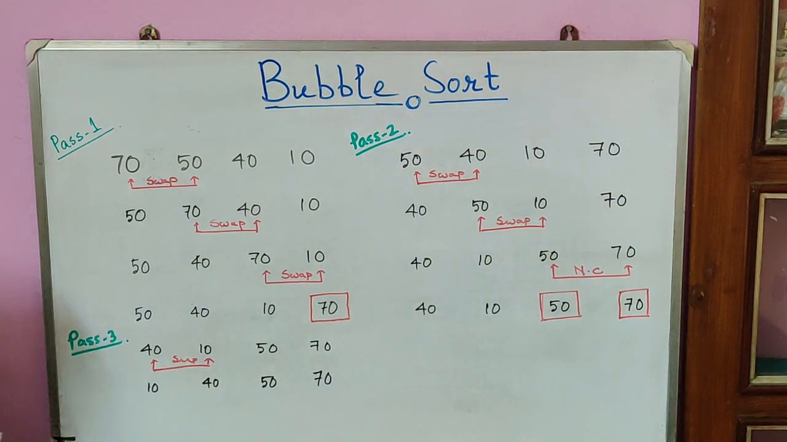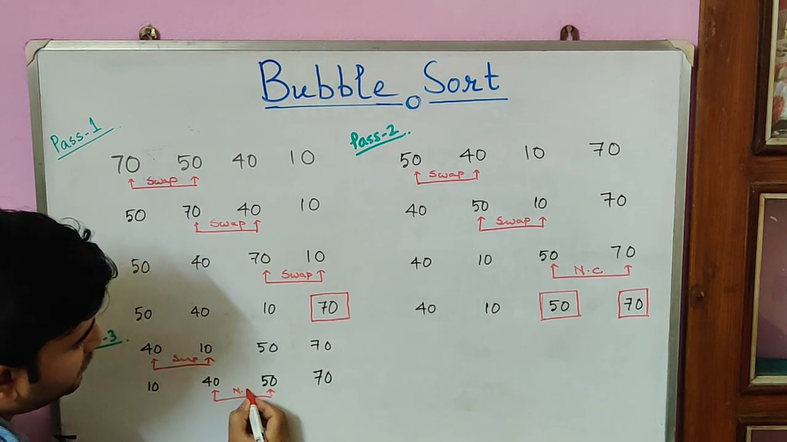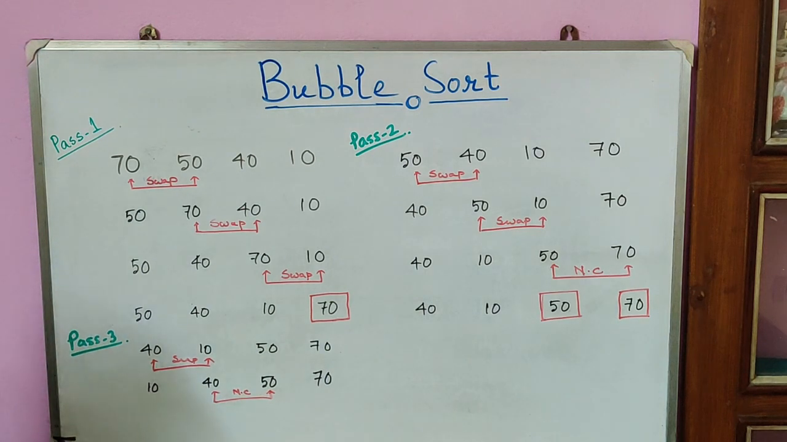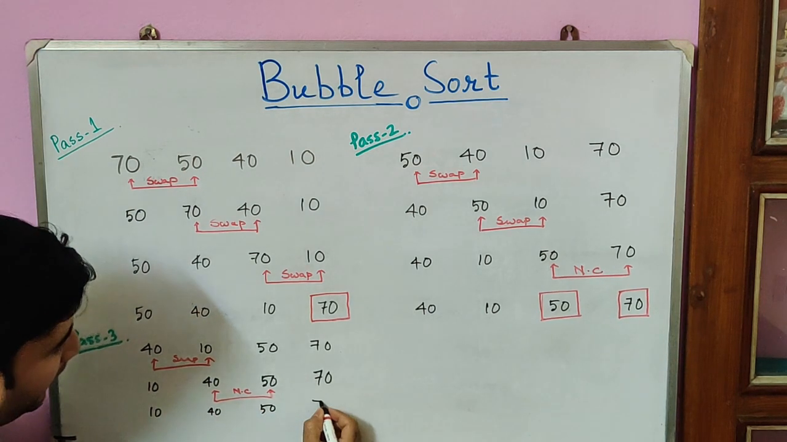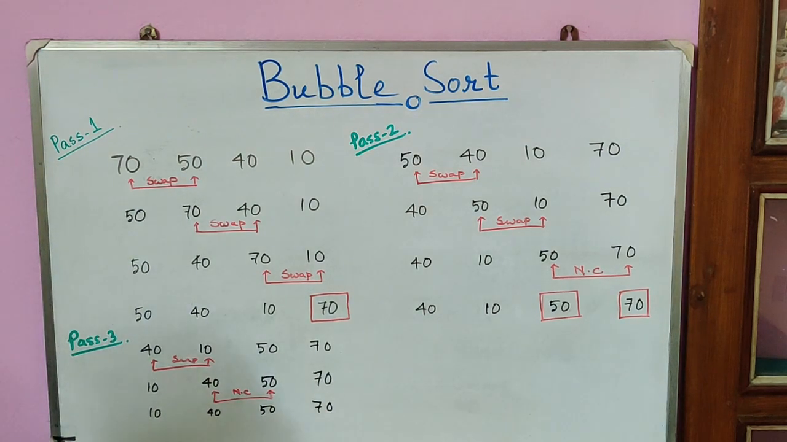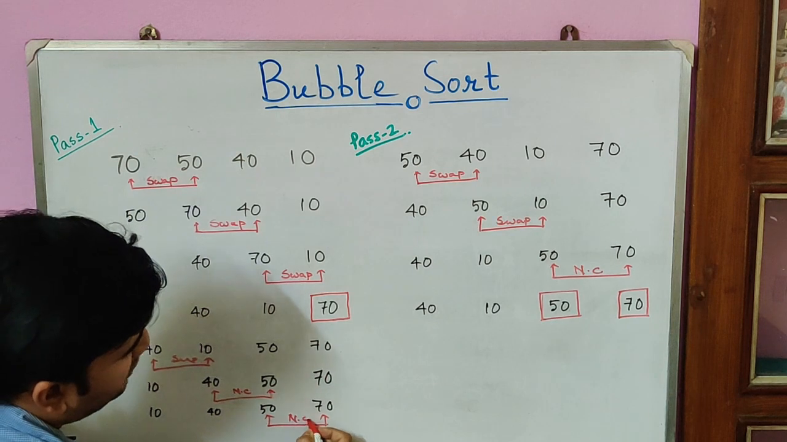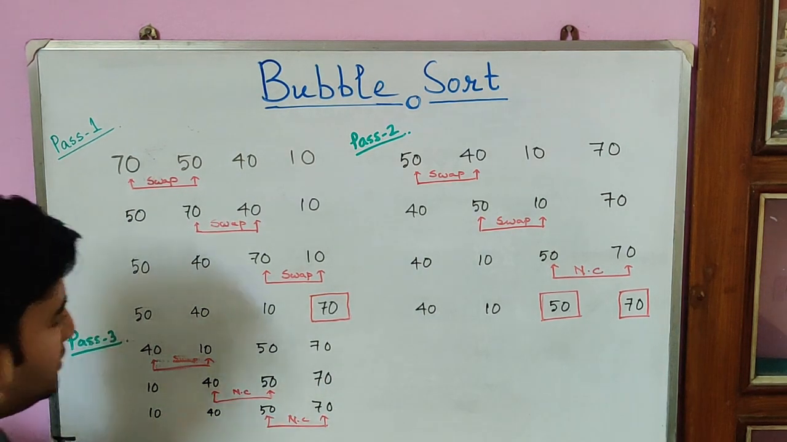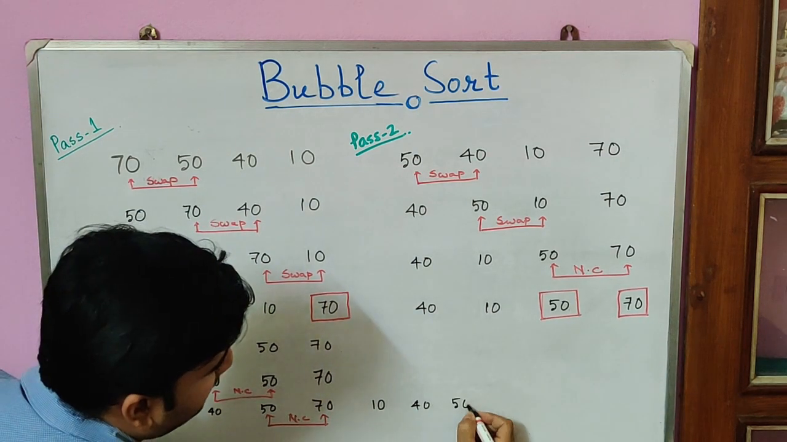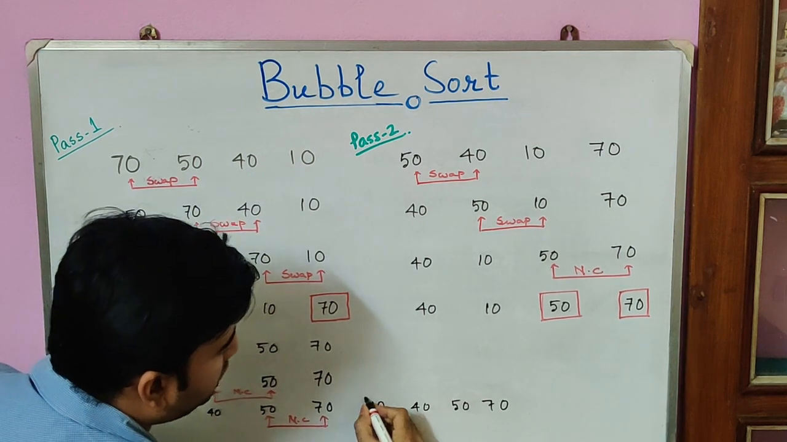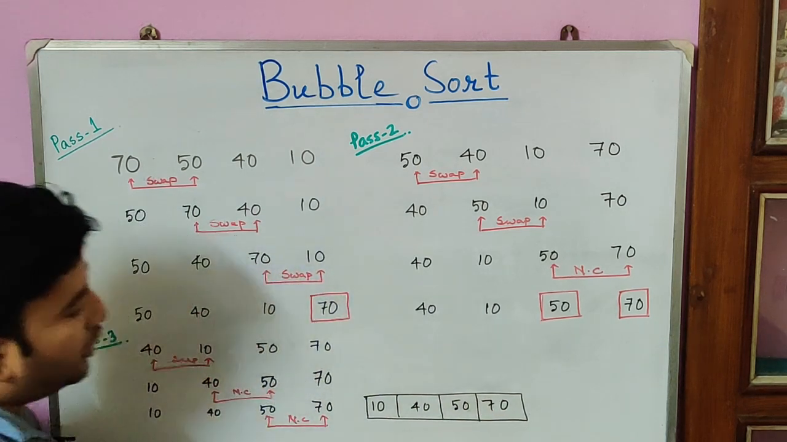Next we have to check these two. No change. Why? Because 40 is less than 50. So we just write down the elements 10, 40, 50 and 70. The same thing, we compare with the immediate next location. No change, so we write here 10, 40, 50 and 70. You can see the elements are now in sorted order.